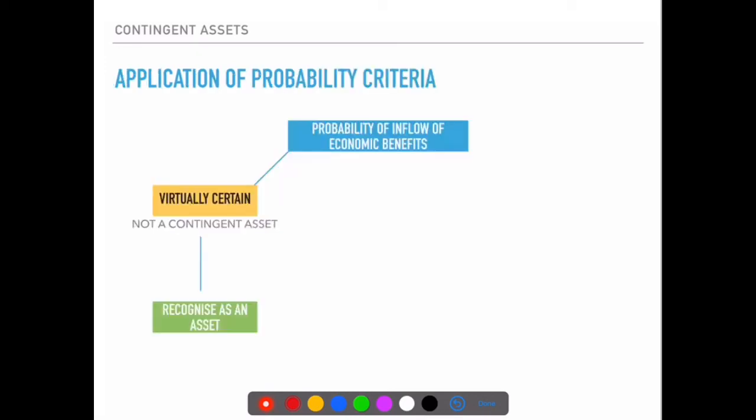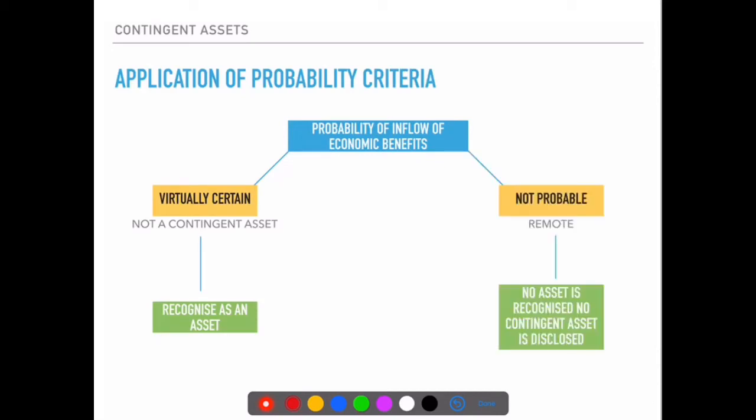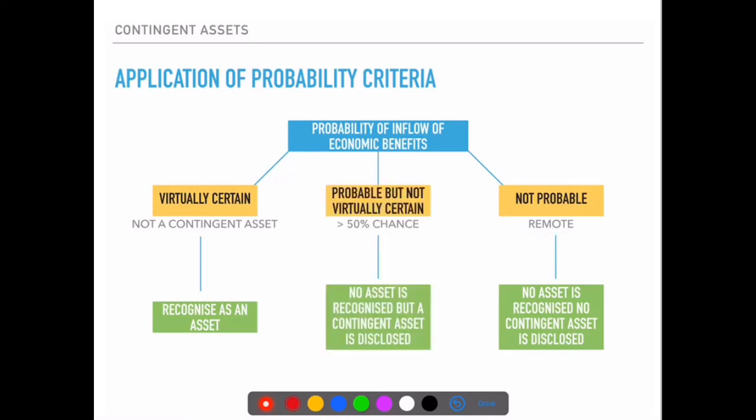From the case facts, we know that the lawsuit is still ongoing and there is an 80% chance of winning. So there's still a 20% chance of losing, so it's not virtually certain. So we should not recognize it as an asset. Since lawyers advise that there is an 80% chance of winning, it wouldn't be remote. It's not highly unlikely, so this wouldn't apply to the case.